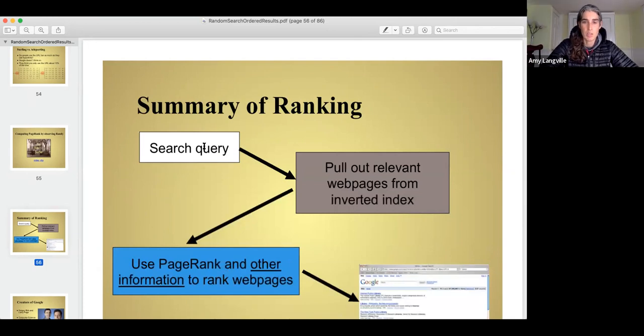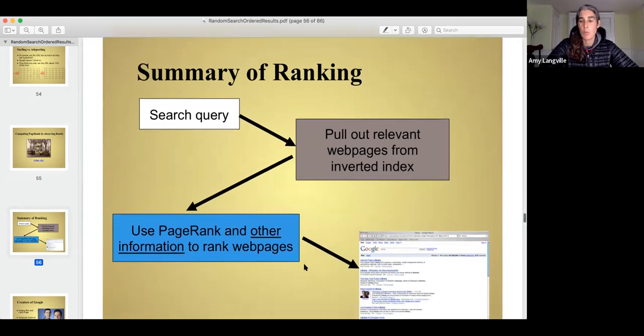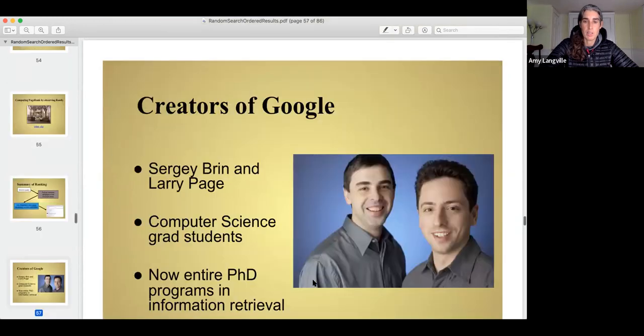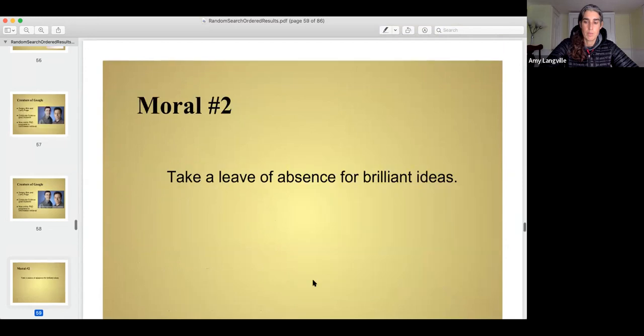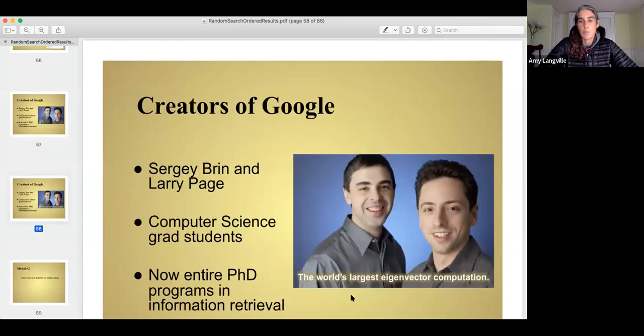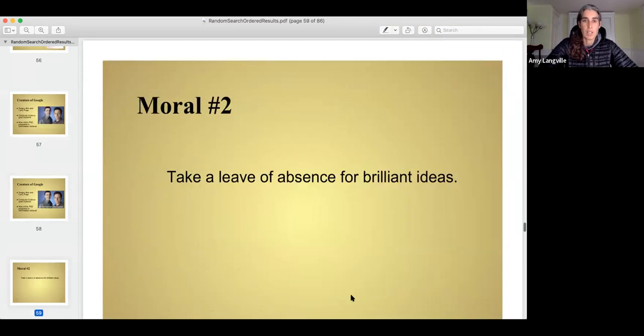Okay, so here's a quick summary. They get a search query. They pull out all the relevant pages from the index, and then they rank those pages by their PageRank, which is the stationary vector of our Markov chain. And that is what is presented to you. They're doing the world's largest eigenvector computation, which is cool if you take linear algebra, you understand that.